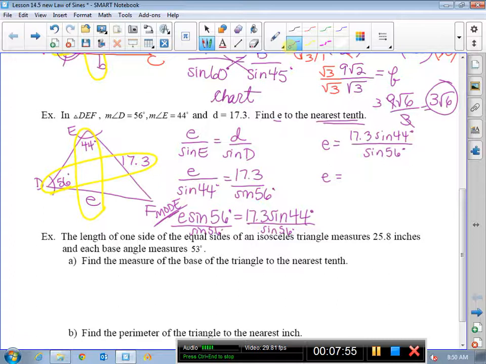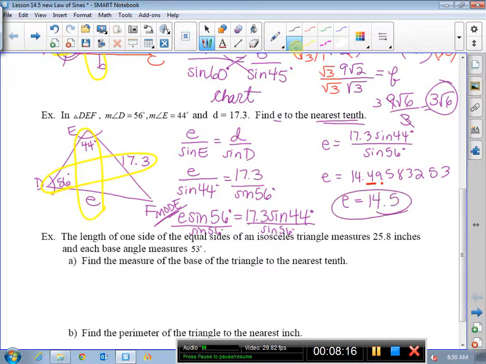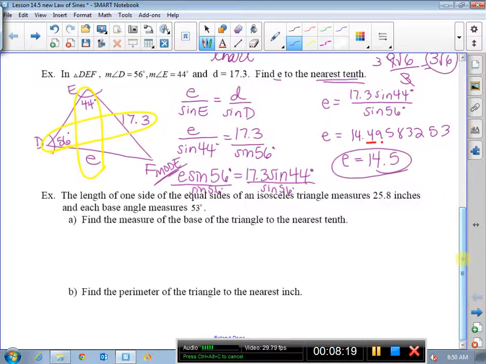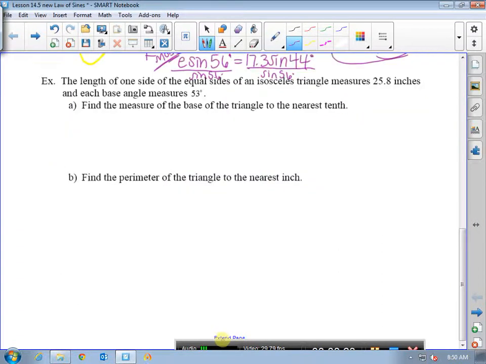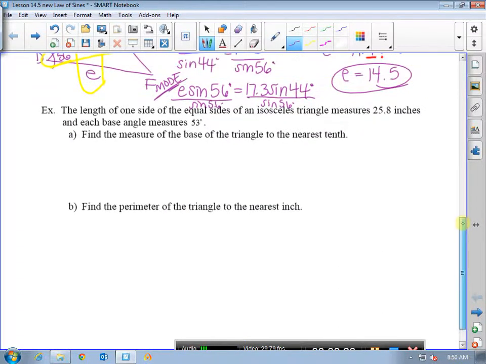Calculator's misbehaving. All right, so what we get is 14.495832 by 3. Once you write all that out, take a look at what you're supposed to round to. We want it to the tenths place, so this 9 brings it up 1. So 14.5. There we go. These aren't too bad. Hope you agree. Let's extend this page a bit and look at the next one.